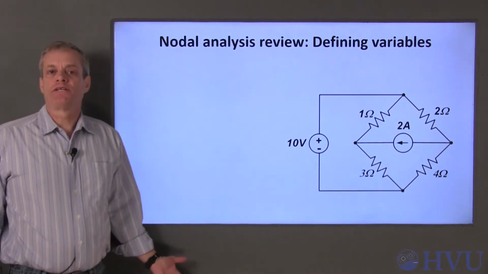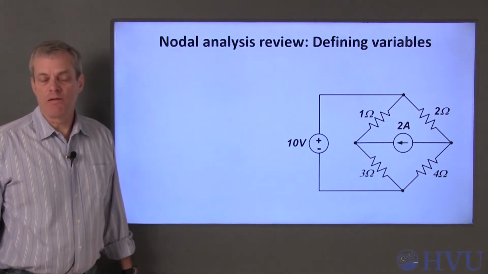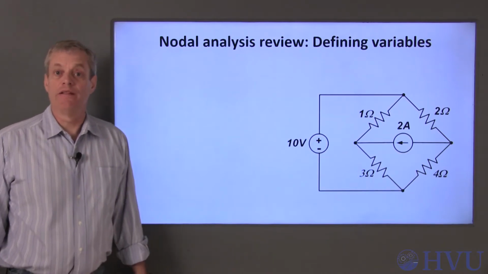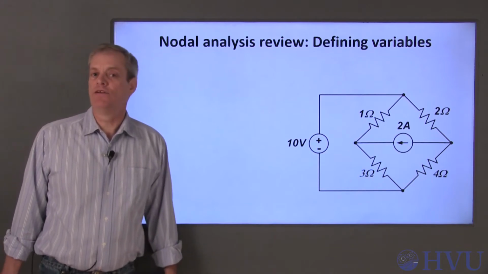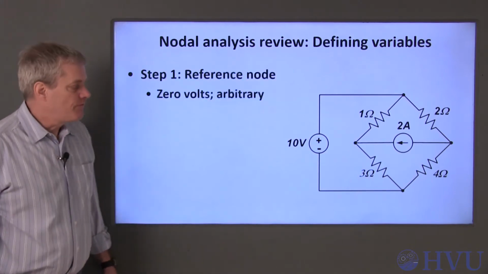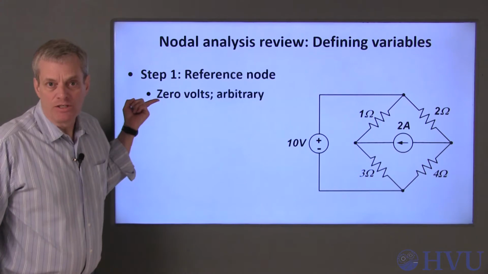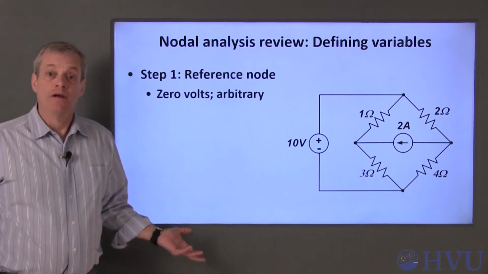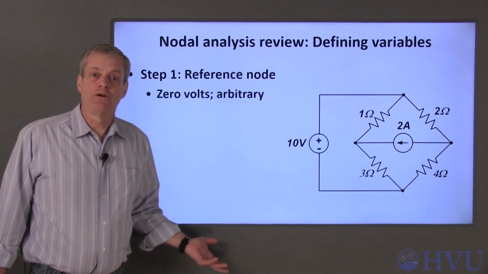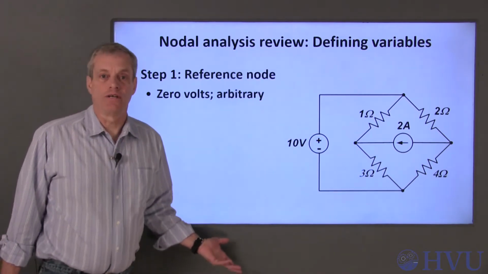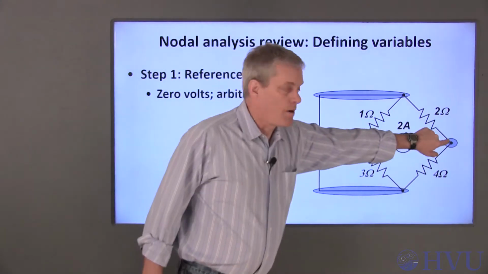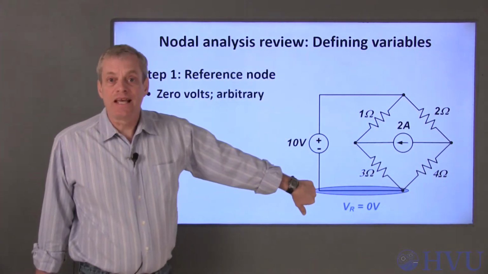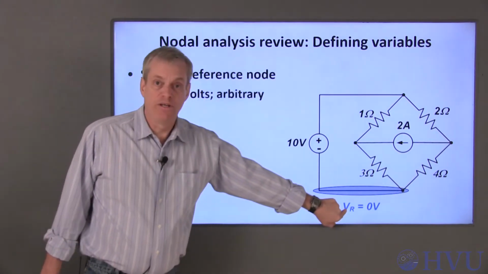First, I'll review the process of defining the unknowns in the problem. In nodal analysis, the unknowns are called the node voltages, and they're the voltages at the independent nodes in the circuit. The first step is to define a reference node. The node voltages will all be defined relative to this reference. The reference node's an arbitrary choice. It can be any of the nodes in the circuit. This circuit has 4 possible nodes shown here. I'll arbitrarily choose this as my reference and label that node as 0 volts.